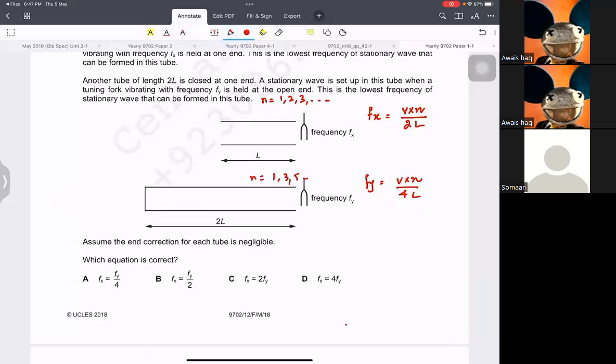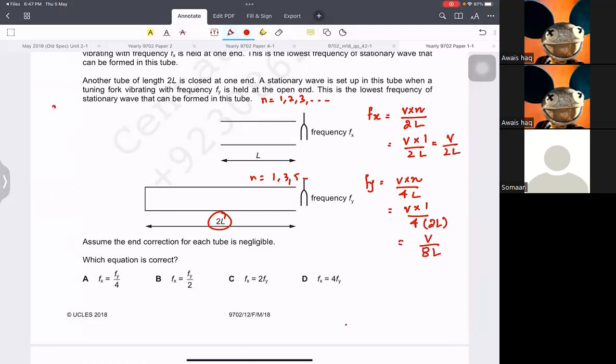Because it says this is the lowest frequency. Lowest frequency means both have the starting N. That's 1, right? So I can write it as V times 1 over 2L. I can also write it as V times 1 over 4L. What do you say? Sir, here you have to write 2 because this is 2L, right? Not just 2. So this becomes V upon 2L. This becomes V over 8L.